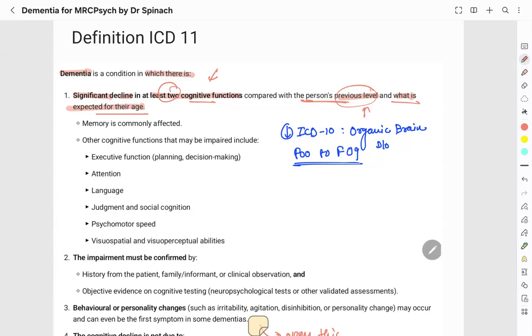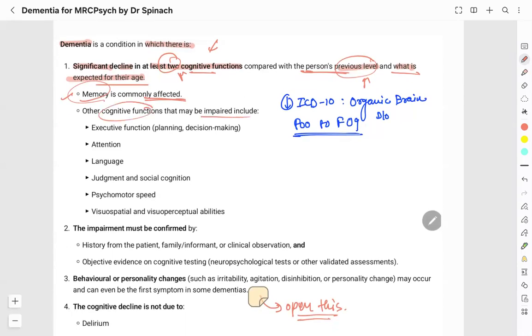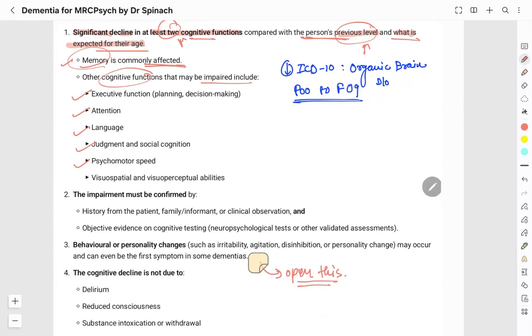So this is important. Memory is very commonly affected. Other cognitive functions that may be impaired include executive functions, attention, language, judgment and social cognition, psychomotor speed, and visuospatial and visuoperceptual abilities. We'll go into the details of these when we look at the clinical features, as well as while we are differentiating different types of dementias, for example, reversible from irreversible dementia, subcortical dementias from cortical dementias, etc.